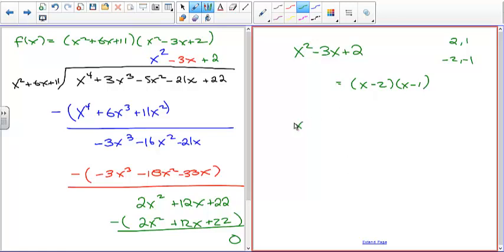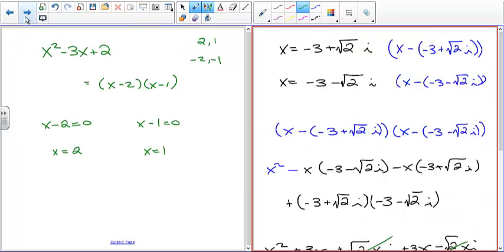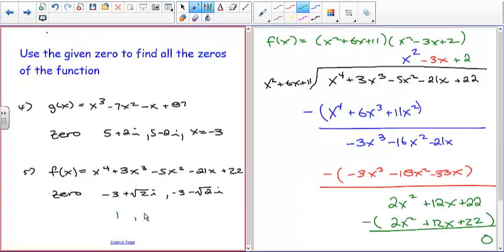So a factor of x minus 2 is the same as a 0 of x equals 2, and a factor of x minus 1 is the same as a 0 of x equals 1. So I can go back here now. My other zeros are going to be, what did I say they were? 2 and 1 and 2. So it's going to be x equals 1 and x equals 2. So those are the 4 zeros.